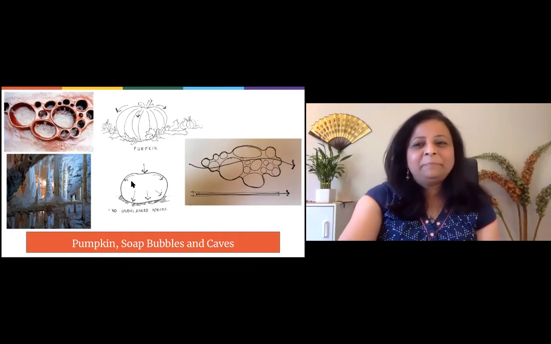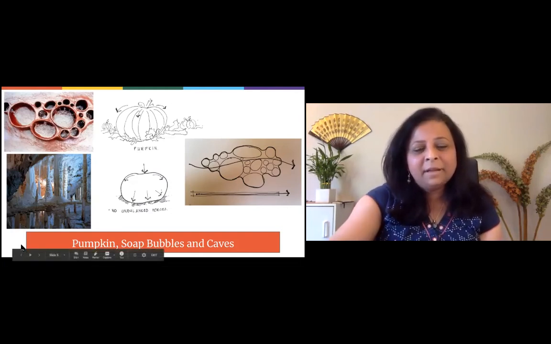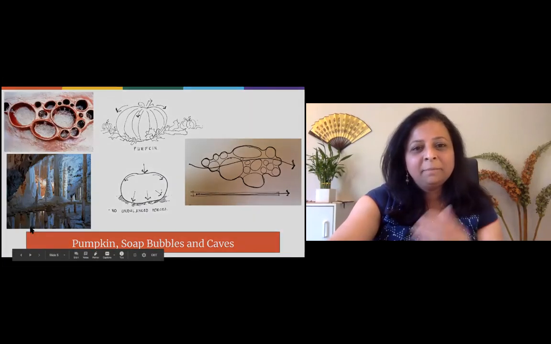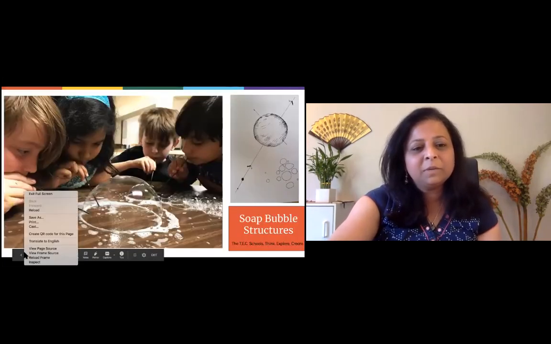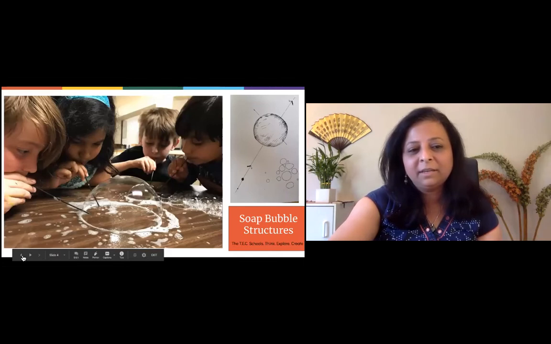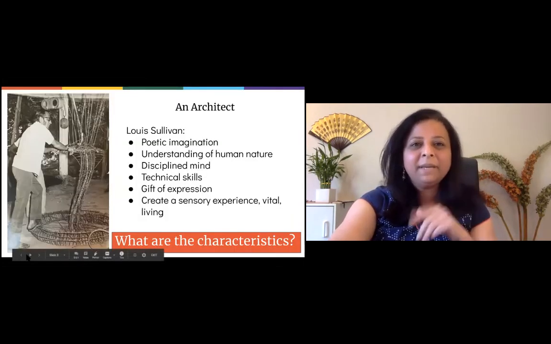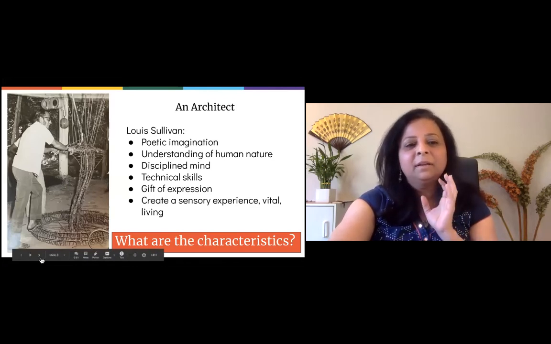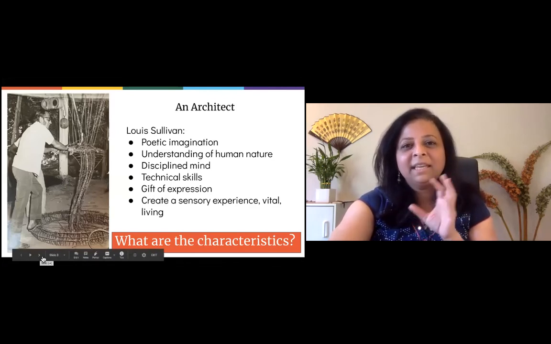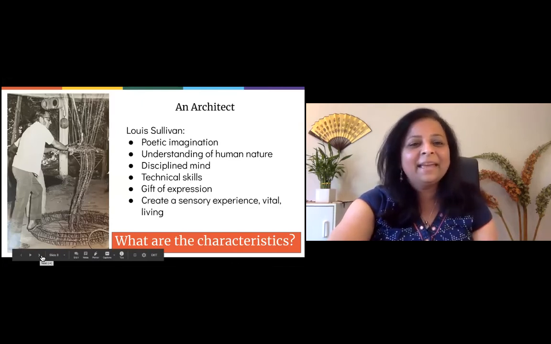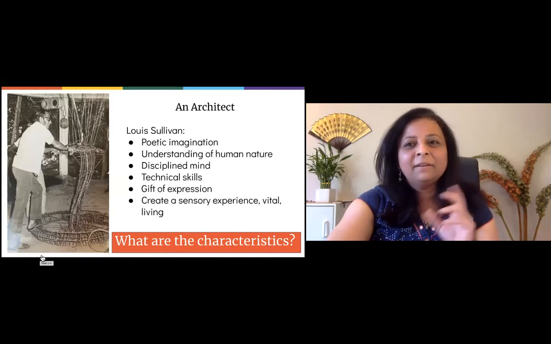So, Vishnu Joshi is a structural engineer. He was not an architect. He was a structural engineer, but I bring his example in architecture because he kind of personifies what Louis Sullivan is saying. And having a creative mind.